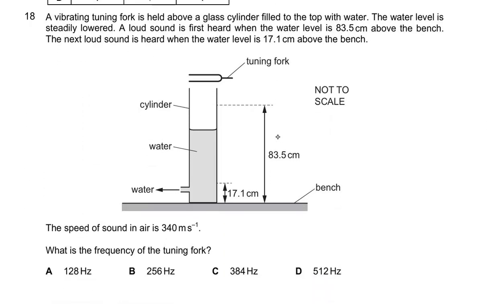18. A vibrating tuning fork is held above a glass cylinder filled to the top with water. The water level steadily lowers. A loud sound is first heard when the water level is 83.5 above the bench. The next loud sound is heard when the water level is 71. So this is the first loud sound.